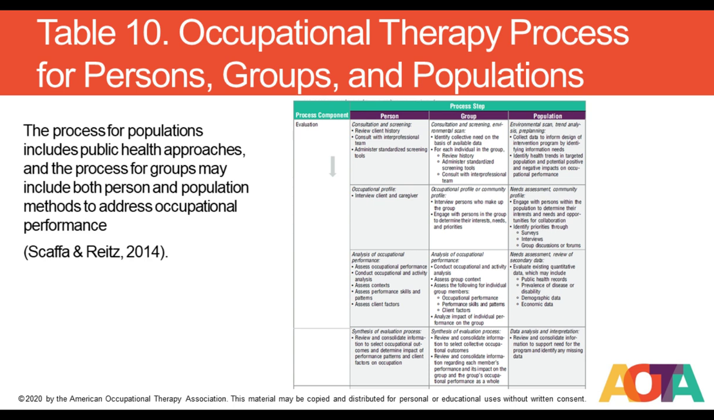Lastly, I wanted to call your attention to Table 10 that delineates in detail the differences in the occupational therapy process between person, group, and populations. The significantly expanded table is essential in supporting practitioners to be able to provide occupational therapy services at the person, group, and population level. Next, Caitlin is going to be covering more in depth the evaluation portion of the occupational therapy process.